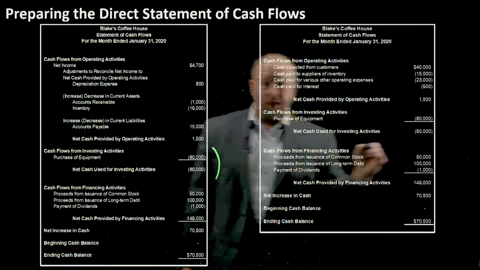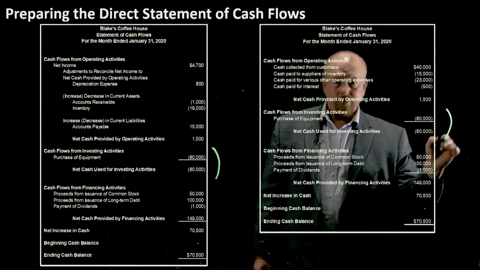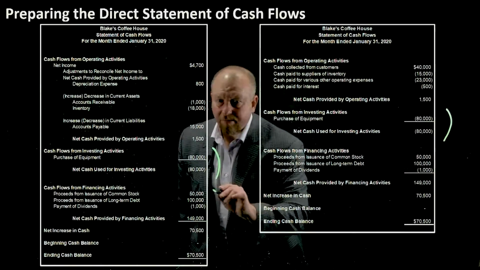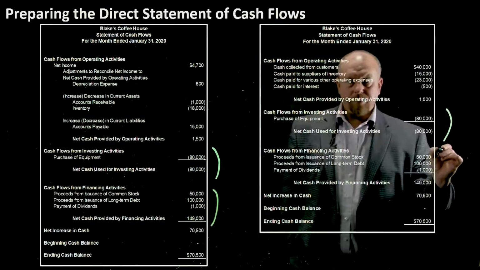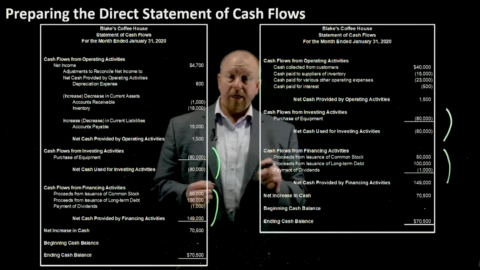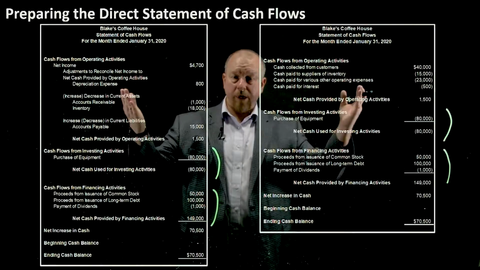Investing here for indirect looks pretty similar to investing under direct. Financing section, yep, looks pretty darn similar. So what you see is the only differences exist in the presentation of operating cash flows.